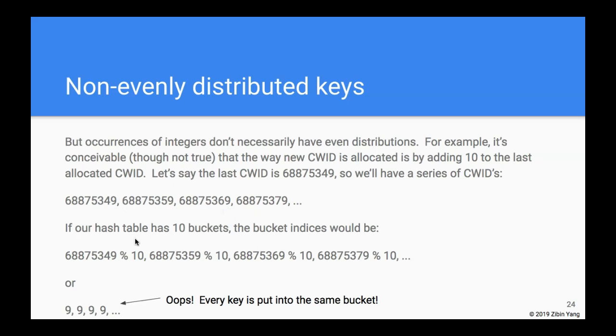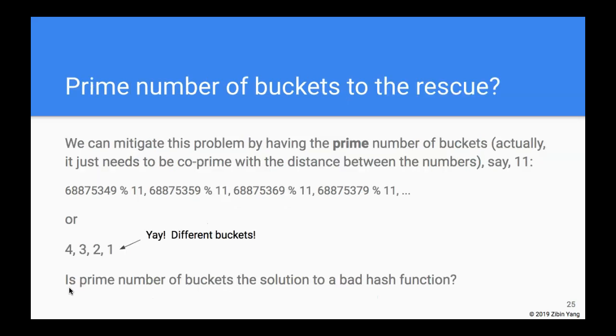Now, if our hash table has 10 buckets, then the bucket indexes would be whatever the number is, modulo 10, and we end up with a bucket number. They're all 9s. So all of these numbers are hashed to the same bucket. So that's not good. That causes a lot of collisions.